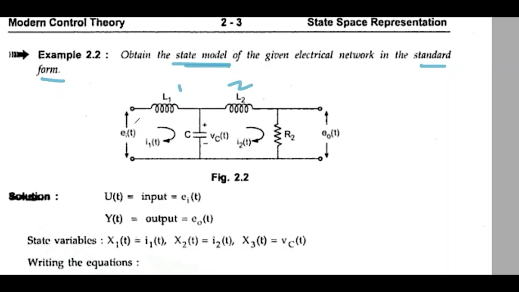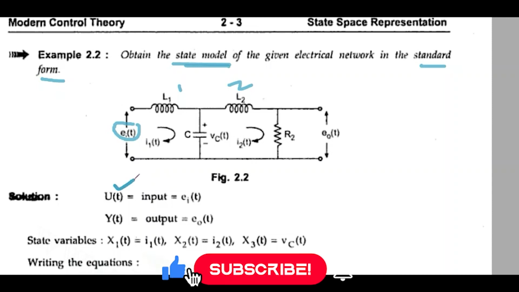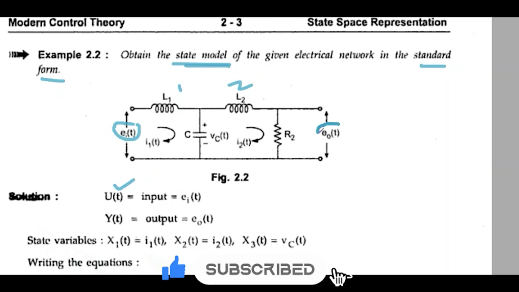As we already know, E of t is taken as the input. In state space representation, it is U of t. And E naught of t is taken as the output. In state space representation, it is Y of t.